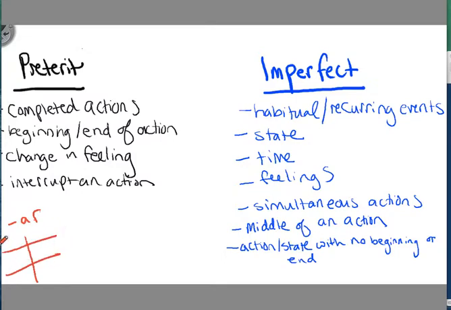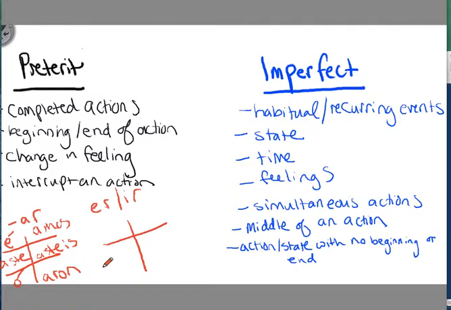AR endings: é, aste, ó, amos, asteis, aron. For ER/IR, they're the same. Sorry, I'm writing at an angle here. Í, iste, ió, imos, isteis, and ieron. All right, that's the preterite.